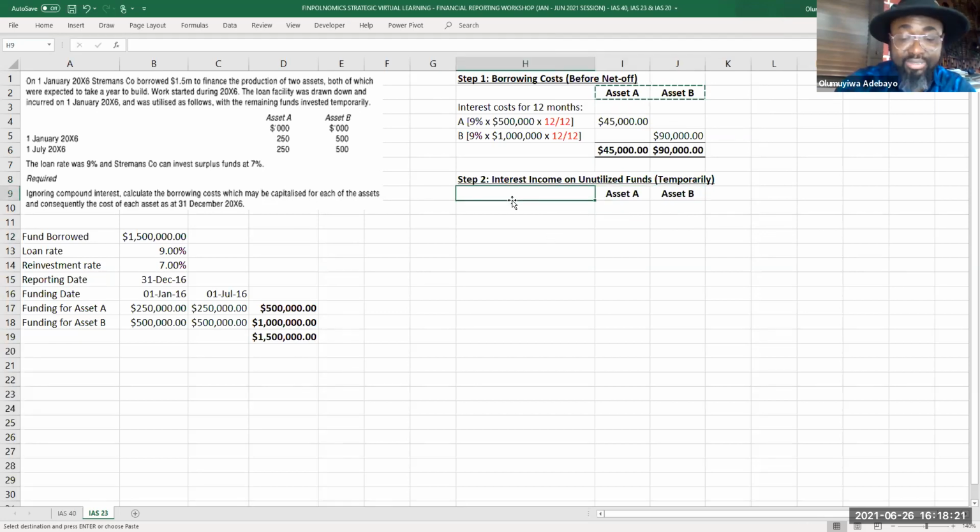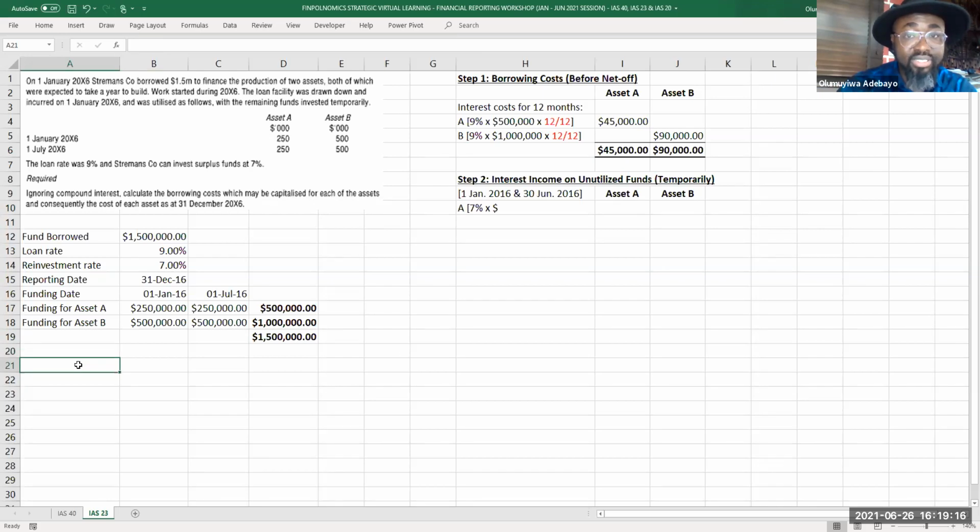The period to which it was reinvested ranges between 1st of January 2016 and 30th of June 2016, which means it's 6 months we invested because as at 1st of July, we have withdrawn those money to pay the contractor. Okay, and in that case, what happens? I can put the interest for A, which is 7% times the 250, which is after, okay, let me do it like this so that we'll come back to that.